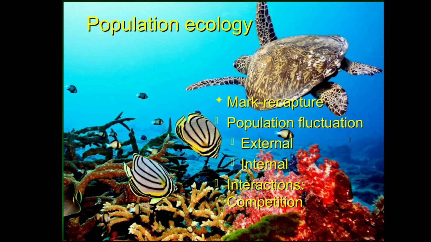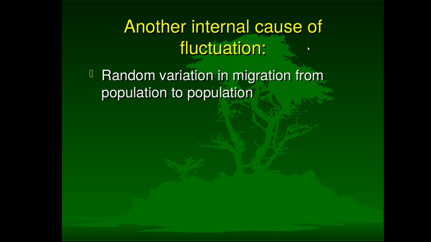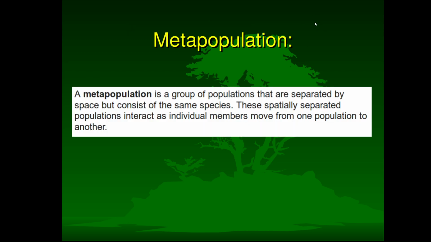Right, another cause of variation in population size is immigration and emigration from populations to other populations. So most species can be considered to be a metapopulation. In other words, they exist as a collection of populations that are spatially separated, but nevertheless experience some migration between them.